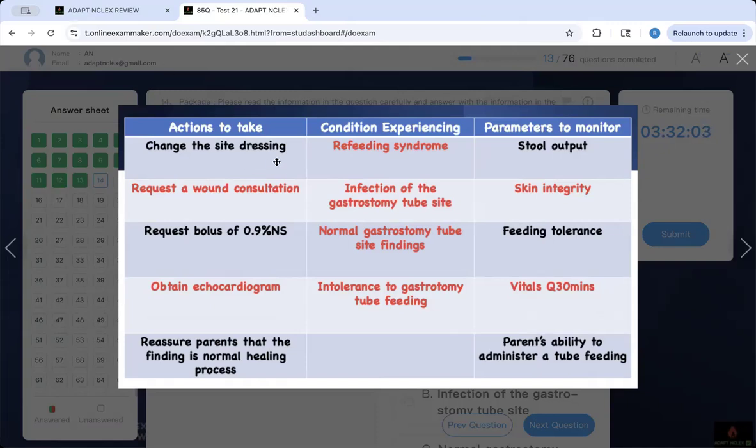Change the site dressing, request a wound consultation, give a bolus because the patient is dehydrated a little bit, get an echocardiogram, reassure the parent that the findings are a normal healing process. You know it's not a normal healing process. What are we going to do? Change the site. Wound care. Why would you want to call wound care right now? Request bolus and obtain echocardiogram.